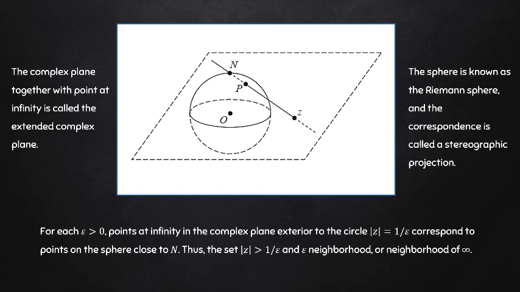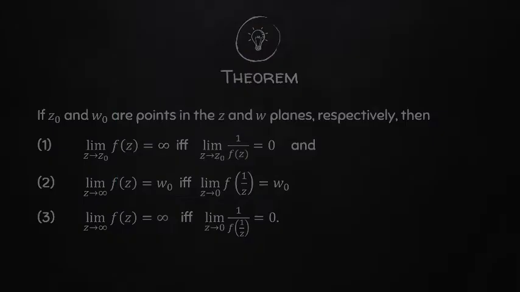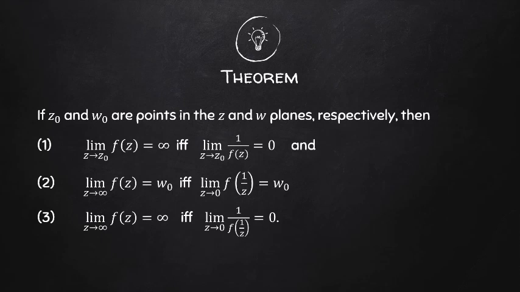And then let us agree that in referring to a point z here, we mean a point in the finite plane. In the limits involving the point at infinity, there is a theorem that says if z0 and w0 are points in the z and w planes respectively, then there are three cases in this theorem.